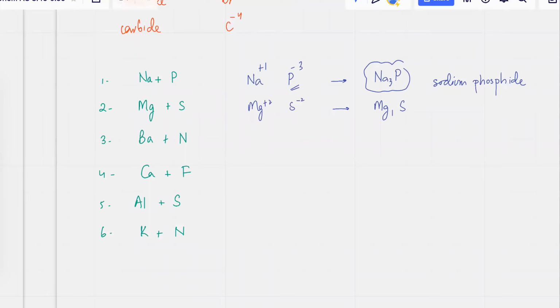So it's going to be Mg1 and S1, and that's going to be called magnesium. It's magnesium and sulfur, but the sulfur suffix would change. Instead, it would be called sulfide.